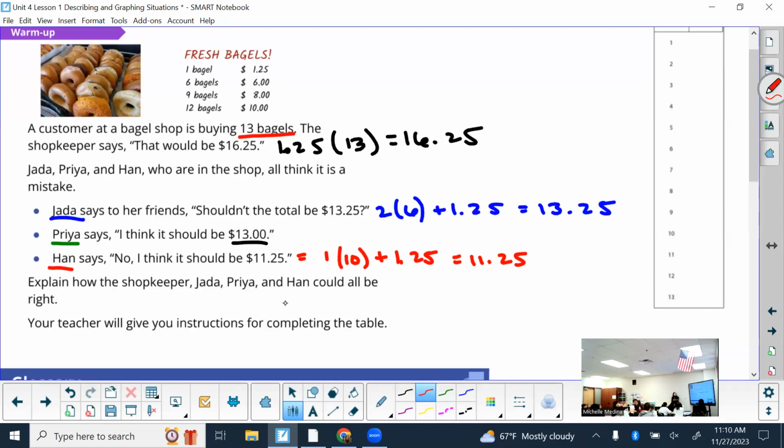Okay, so a bundle of six. And then that means she would need 13 minus 6 is 7. So then how are we going to pay for the other 7, and have it equal $13? All right, table 1, can you help out? What did Priya do to come up with $13 for that cost?